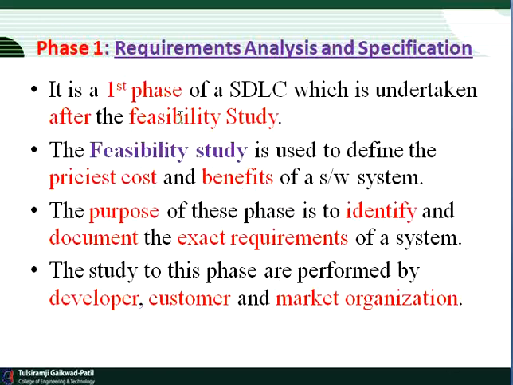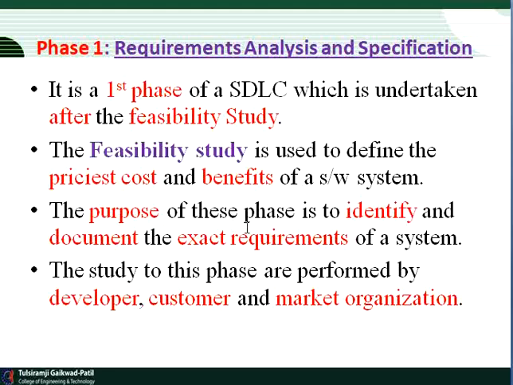The first phase, requirement analysis and specification, as we already told you, is the first phase of the SDLC, the software development life cycle, which is undertaken after the feasibility study. The feasibility study is used to define the precise cost and the benefit of the software system. Precise cost means the estimated cost, what the cost is and what the benefits of the software system are. This is a survey related to the software application.